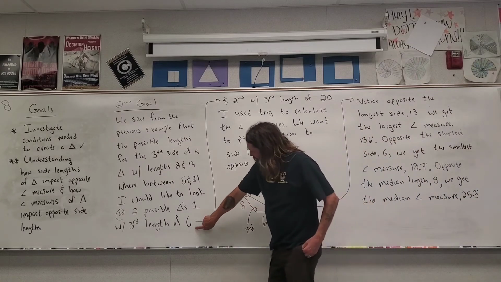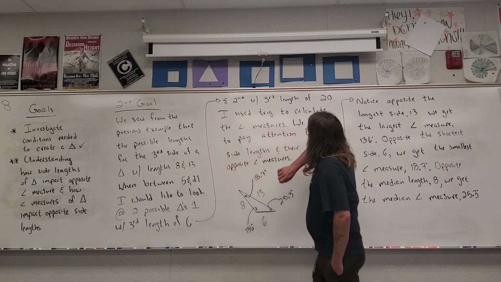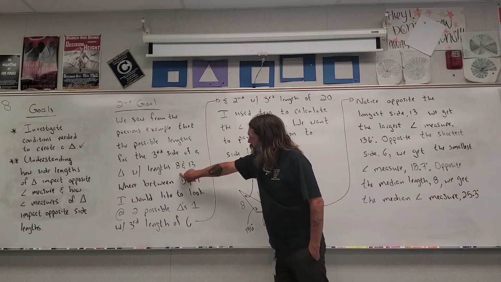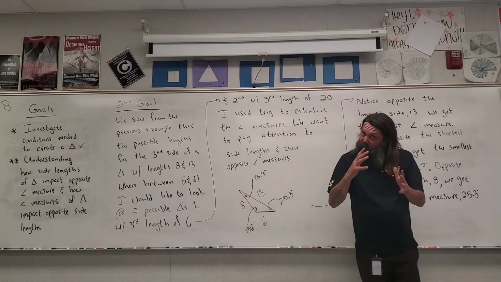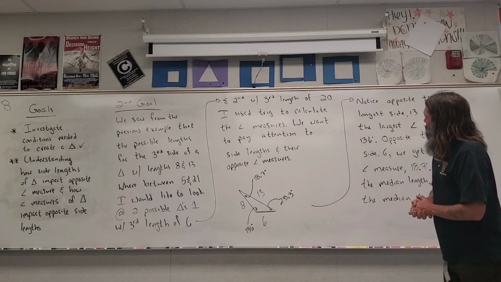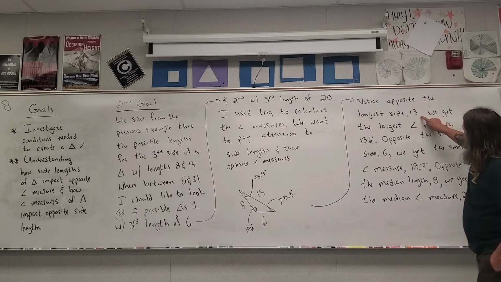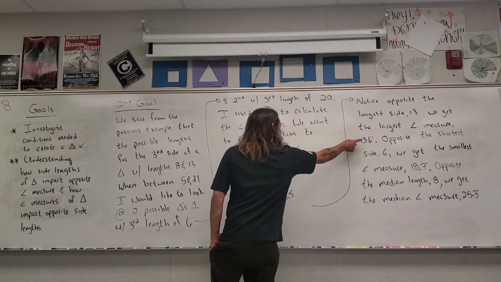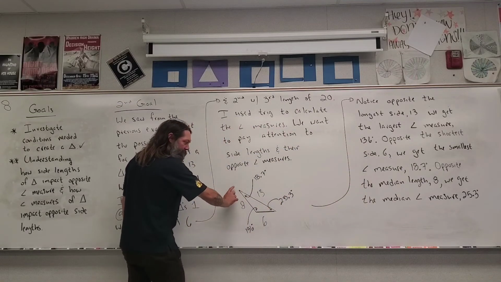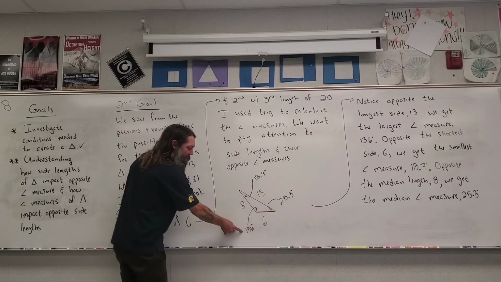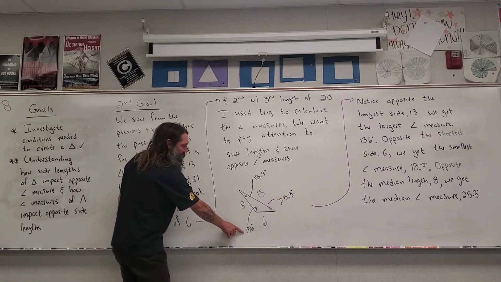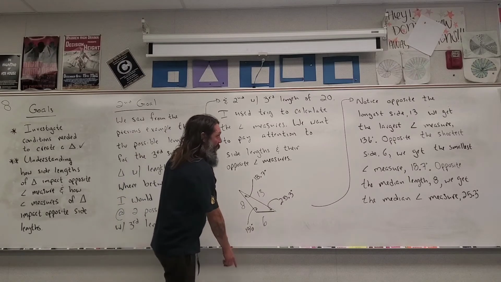Remember, this length is the shortest of these two. This length is the longest of these two. And we want to see how the angles interact with these. Notice opposite the longest side, which is 13, we get the largest angle measure, which is 136. So 13 is the longest length. Opposite that is the largest angle at 136 degrees.